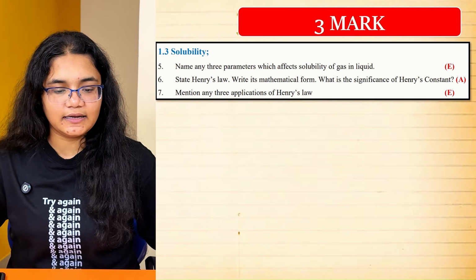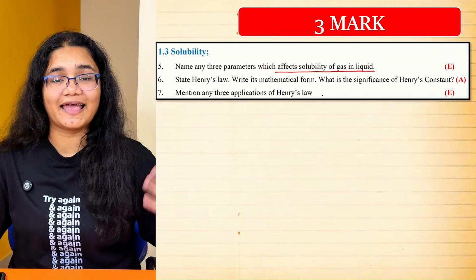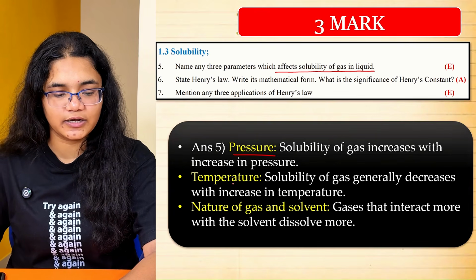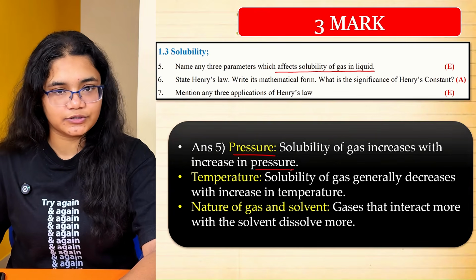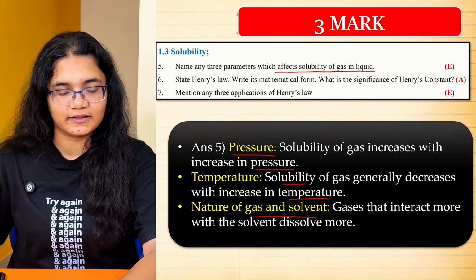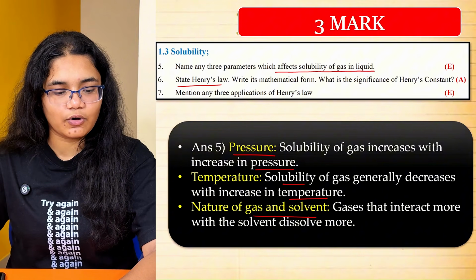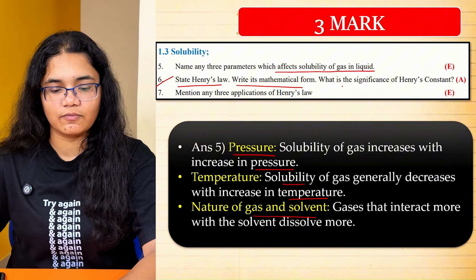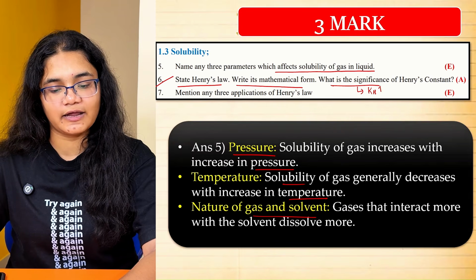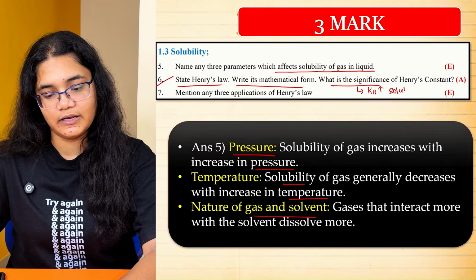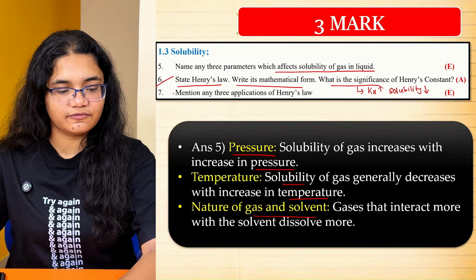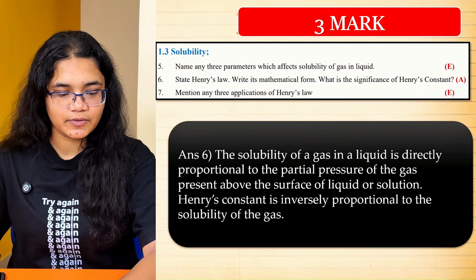Next question: name any three parameters which affect the solubility of gas in a liquid. So three parameters: temperature, pressure and the nature of the gas and the solvent. Solubility of gas is directly proportional to pressure and inversely proportional to temperature. Next, state Henry's law, already we have discussed; write it in mathematical form. What is the significance of Henry's constant? If the KH value is more, then solubility will be less. Next, mention three applications of Henry's law. That also we have discussed.